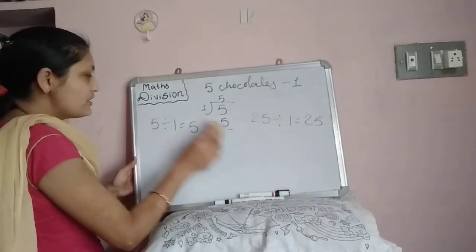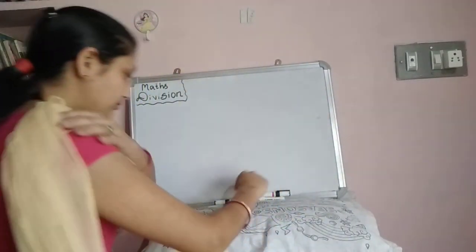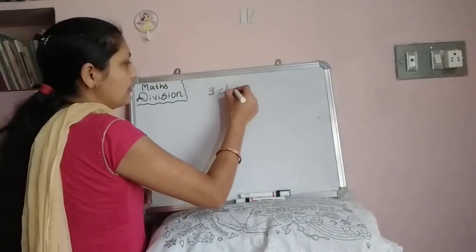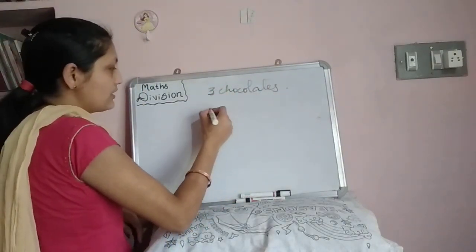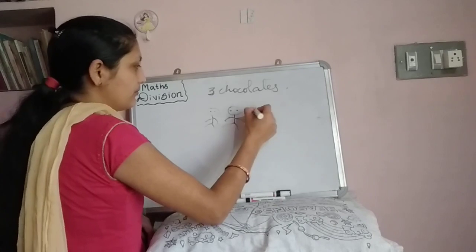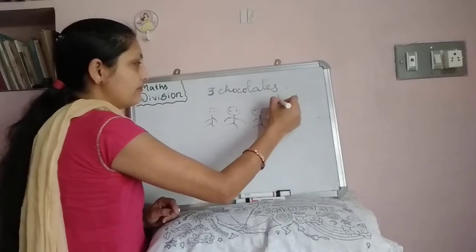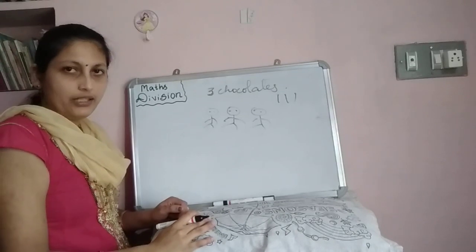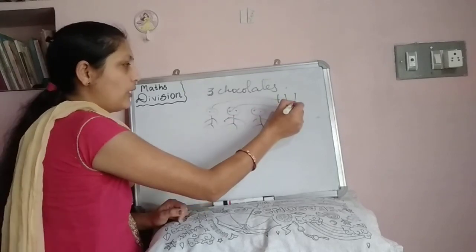Next, what happens when you divide a number by the number itself? Same, I have 3 chocolates, okay? And I am going to share the 3 chocolates equally among 3 children. So, I am giving 3 chocolates to 3 children. Each gets how many chocolates? I am sharing 3 chocolates equally among 3 children. So, each gets how many? Each gets 1, isn't it?